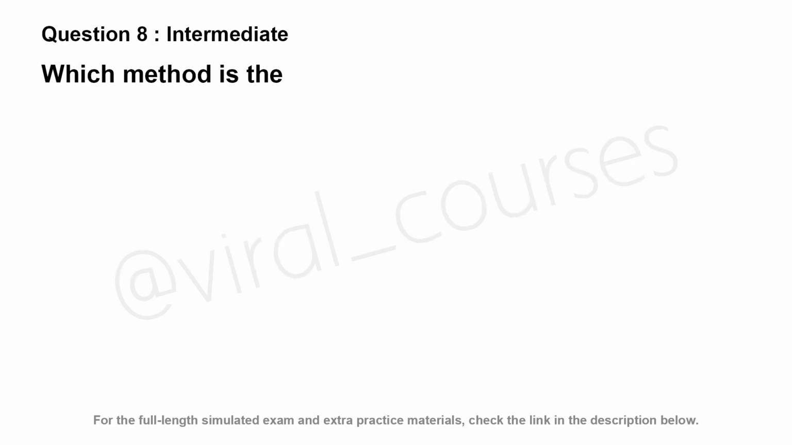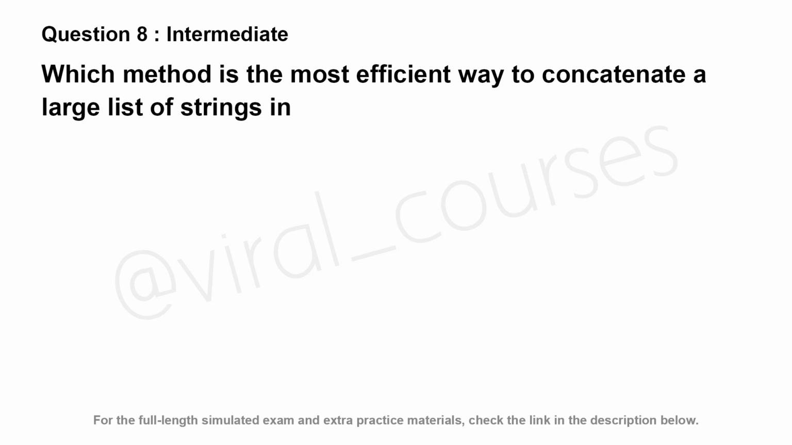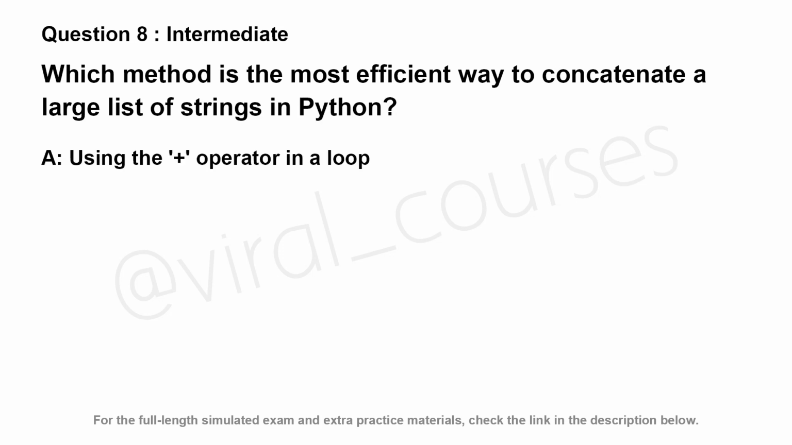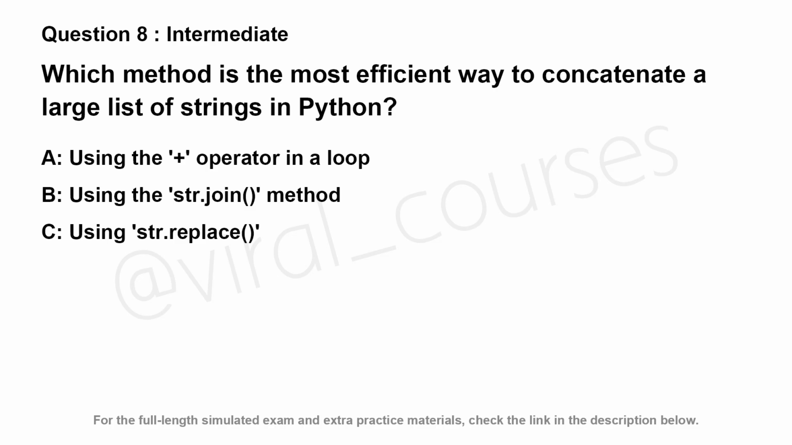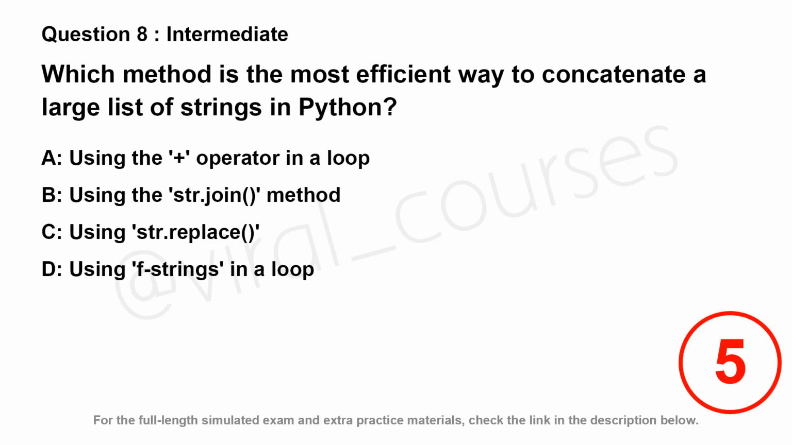Which method is the most efficient way to concatenate a large list of strings in Python? Option A. Using the plus operator in a loop. Option B. Using the str join method. Option C. Using str replace single quote. Option D. Using f strings in a loop.